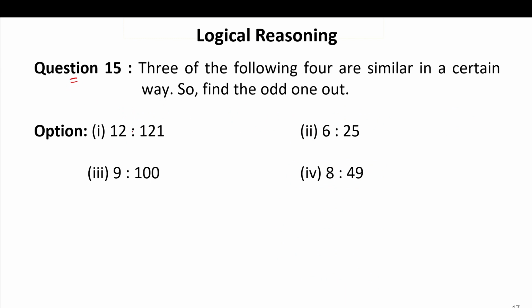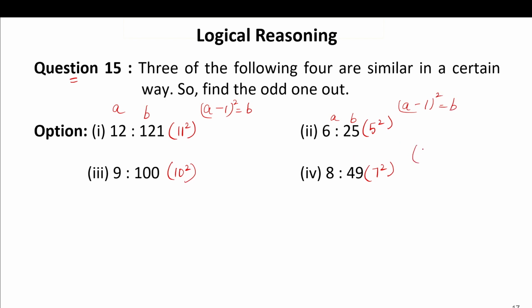So question number 15. If I look over here, 121 is square of 11. Similarly, 25 is square of 5. 49 is 7 square and 100 is 10 square. So if this is A and this is B, over here the relationship is A minus 1 square is giving me B. Correct? 12 minus 1, 11 square is giving me B. Similarly, over here also, if this is A, this is B, I can see A minus 1 square is giving me B. Correct? Over here also, A minus 1 square is giving me B. So 8 minus 1, 7 square is giving me B.